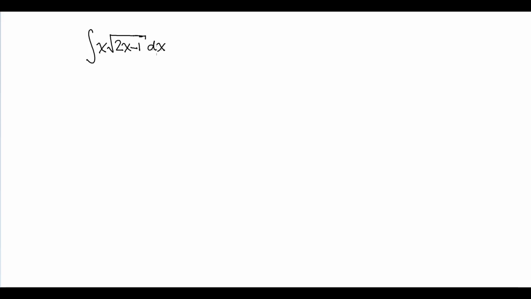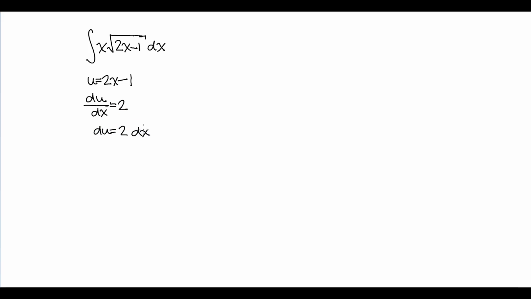However, what you might not realize is that the derivative is hidden. So let's make u equal to 2x minus 1. Let u equal 2x minus 1. So what's du dx? du dx is 2. So du equals 2 dx.